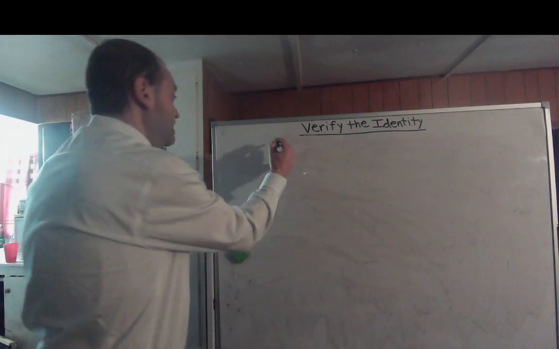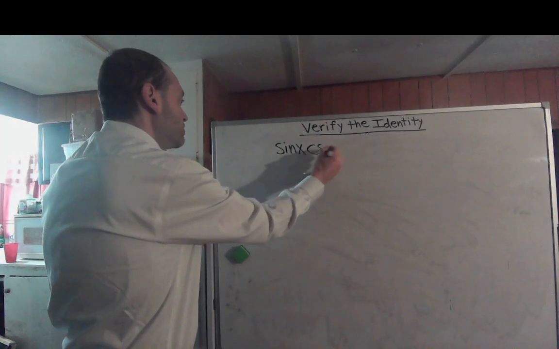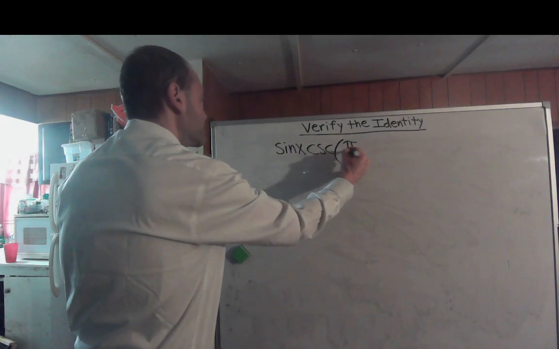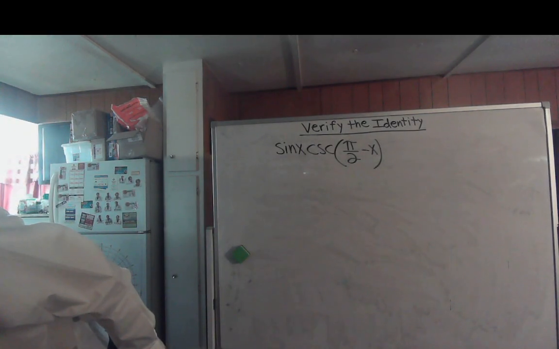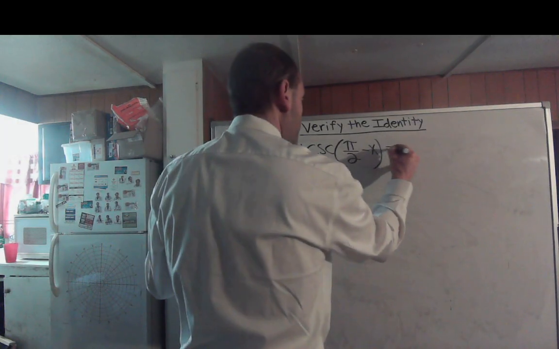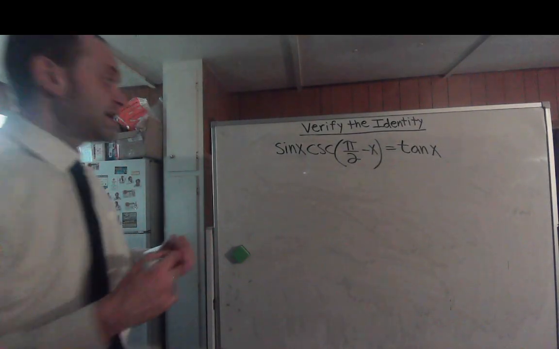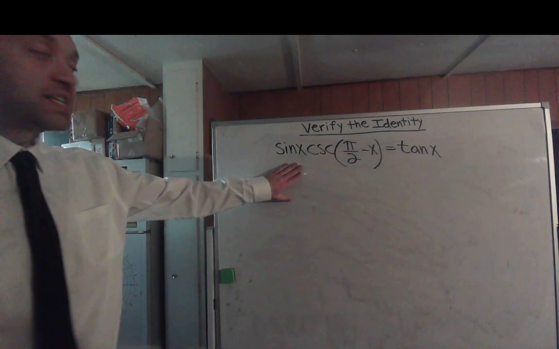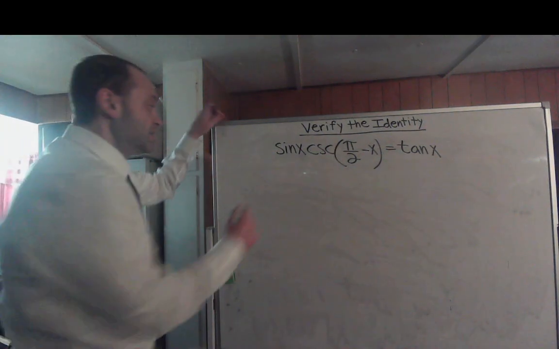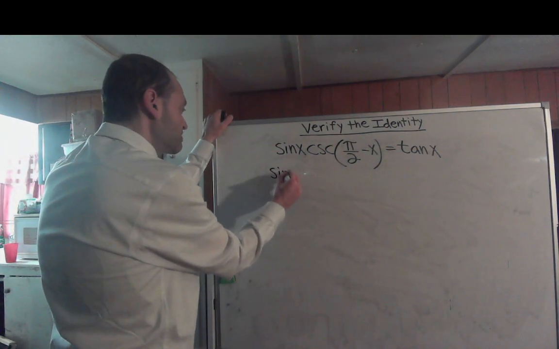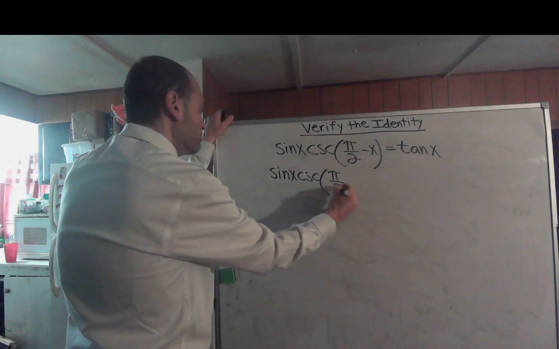All right, let's see. We have to do sine of x times the cosecant of pi over 2 minus x equals the tangent of x. So we have to prove that the sine of x times the cosecant of pi over 2 minus x equals the tangent of x. So let's write out that left-hand side again. Sine of x times the cosecant of pi over 2 minus x.